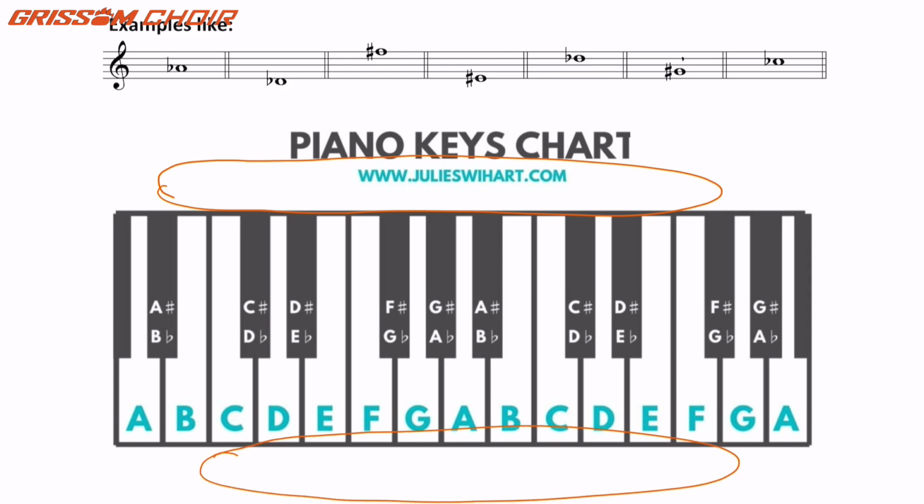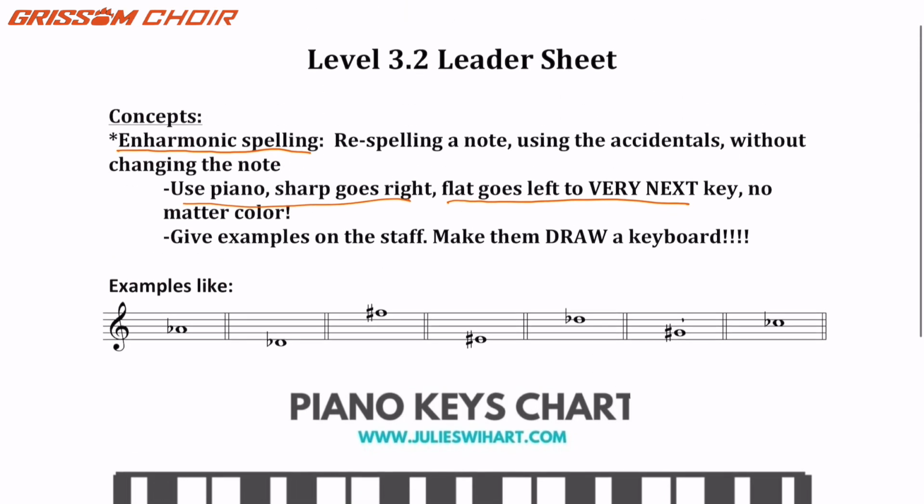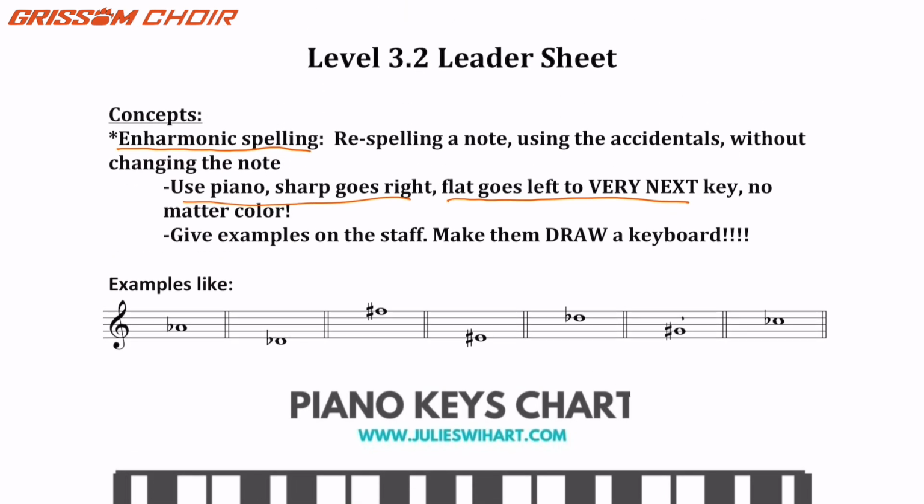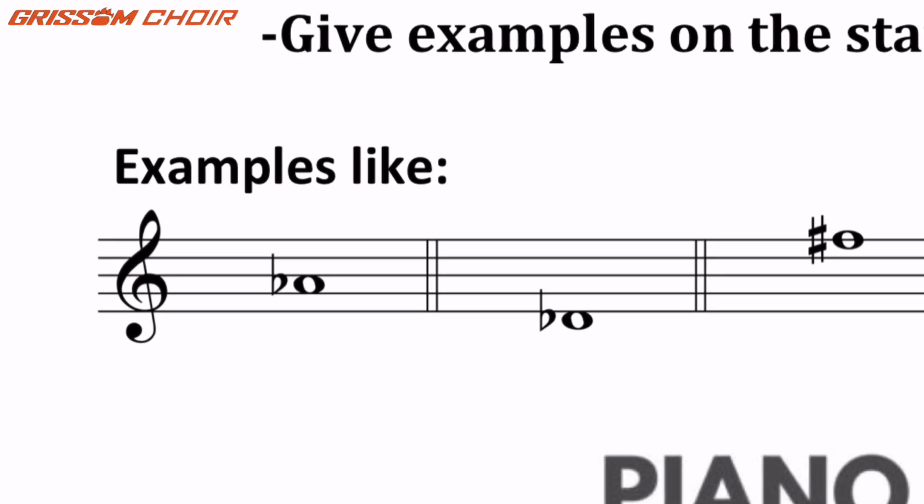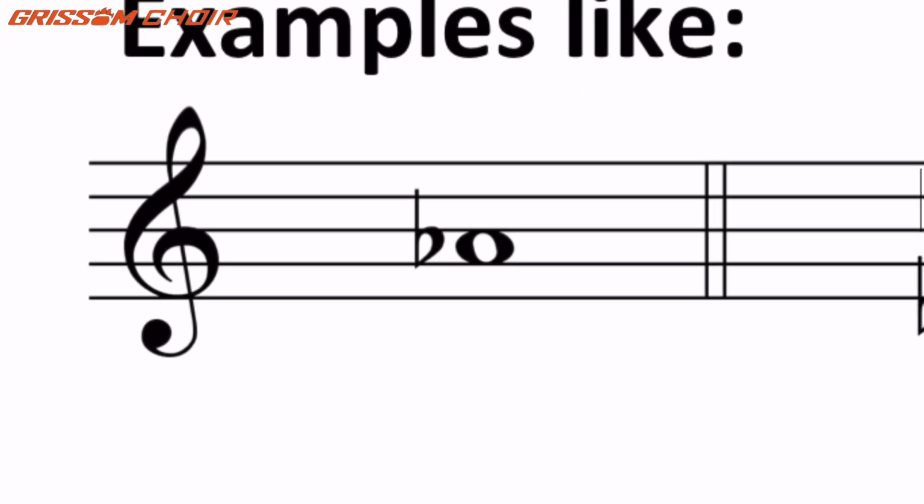If you're looking at the lower side of the piano, otherwise known as the side that is closest to the person playing the piano, you will only see white keys. But if you are looking at the top side of the piano, you will be able to navigate to the true next key, whether that is a white key or a black key. So using the piano, sharps go to the right, flats go to the left to the very next key, no matter the color.